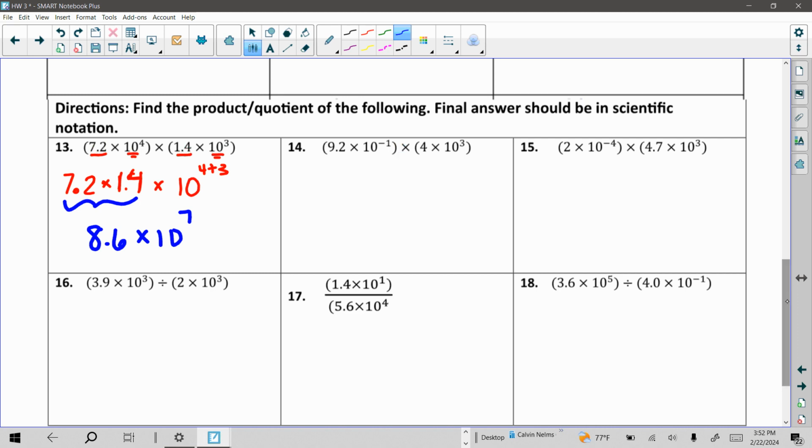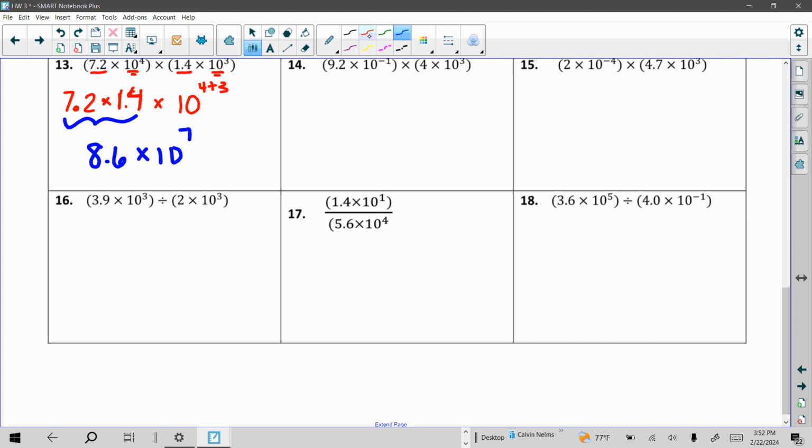Now for the division here, we're dividing the coefficients. So the coefficients here are 3.9 and 2, so we're dividing those. And with the like bases, whenever we divide, we subtract. So basically this is 3 minus 3, which is 0. So this is going to cancel, leaving me just this number.